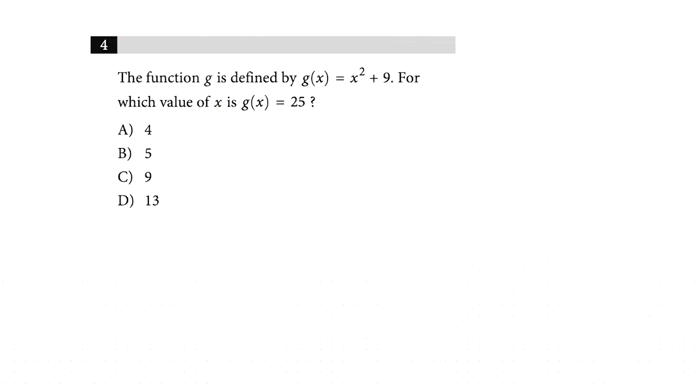Hi guys, this is SAT practice 1, question 4. This question is a function question. It says the function g is defined by g of x is equal to x squared plus 9. For which value of x is g of x equal to 25? If you did not solve this question before, pause the video.